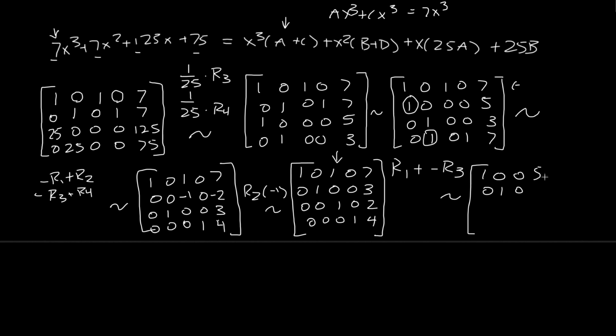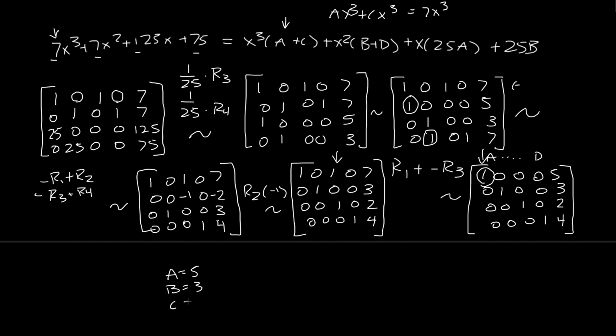Oh, whoops. Let me just erase that. Missed a 0. All right, and this is a completely row-reduced matrix. And now what can we say from this? Well, if we say that this column is A, and so on, down to D, then we can say that 1A, 1 times the variable A, is equal to 5, and so on. So what we get is that A equals 5, B equals 3, C equals 2, and D equals 4.